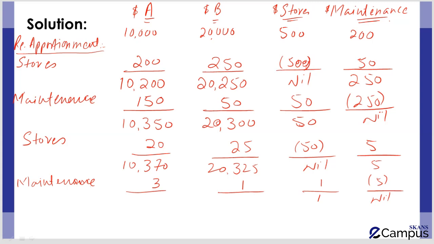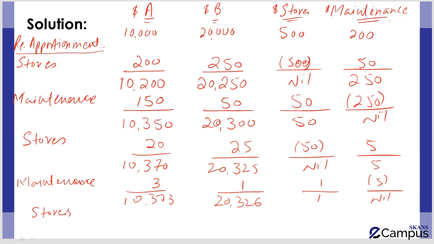Stores would have 1, 20,326 and 10,373. When we reapportion them, as we can see, stores still have the balance of 1. So we will continue this process till both service centers become nil. So now we still have the balance of 1 in the stores department. So we will reapportion the stores department again with the same base information.